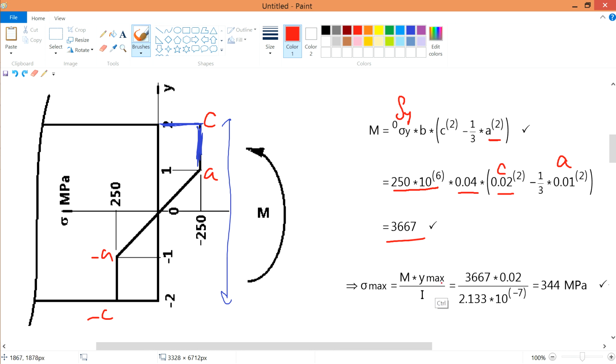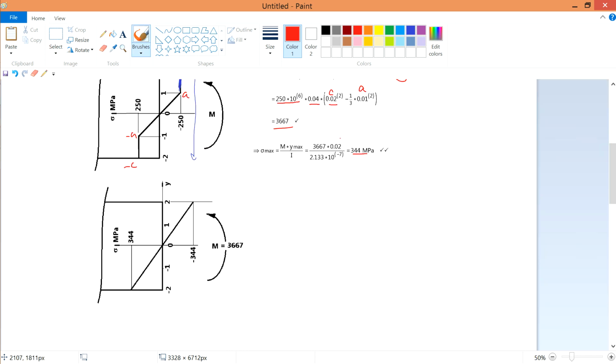Alright, and then the y max is the 0.02 over here. It's the distance from the top surface of your beam to the neutral axis, which is over here. This whole line is the neutral axis. Therefore, this whole thing is actually 0.02. So you can see that this is your y max, while your M is this moment over here, while your I is calculated just now, and therefore you have your sigma max as 344 MPa.